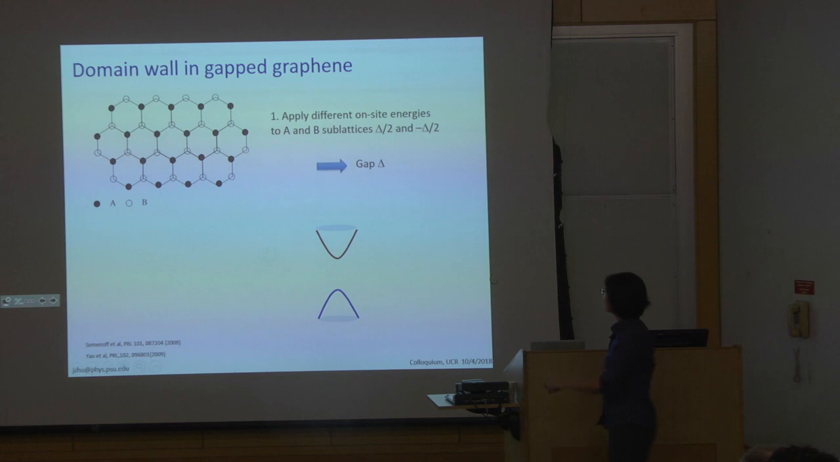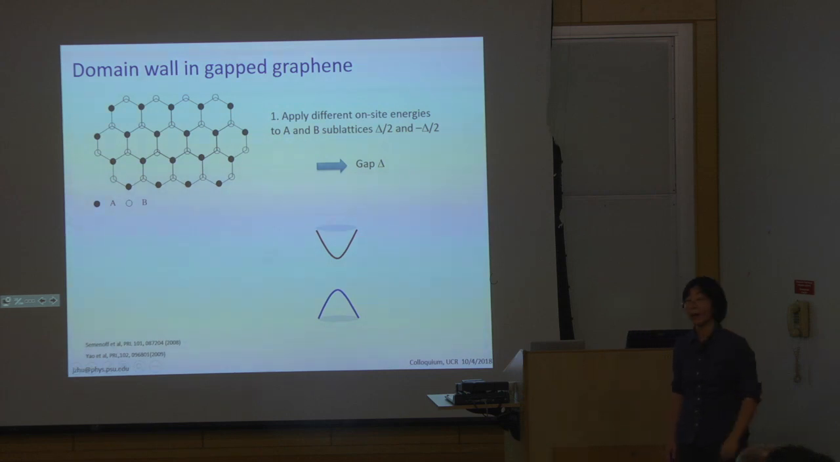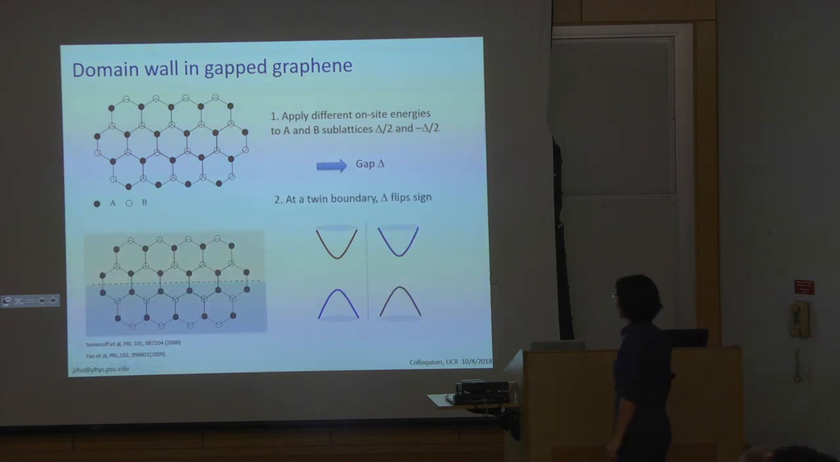Now if you're an electron, you prefer to sit on the site with lower energy. That would be the valence band. And your conduction band would be made up of the other types of balls, okay? And they're separated by a gap that is delta, right? Okay. So in order to invert that, I can play a trick here.